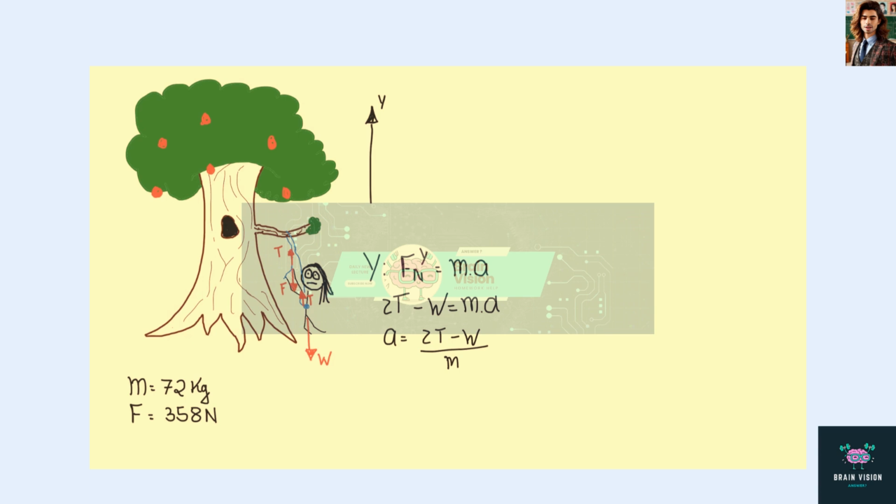One question that might arise now is why haven't I considered the force F in this equation? And the reason is the following. I'm applying Newton's second law on the man. Therefore, we should consider only forces that are being exerted on the man. This force F is being exerted by the man on the rope, so we shouldn't consider it when dealing with the man itself. Now all we have to do is calculate the value of the tension force.